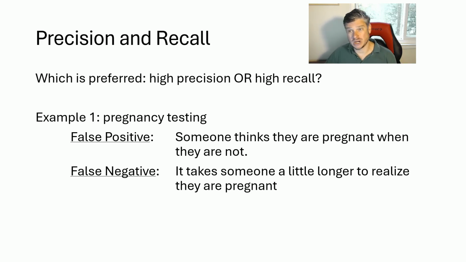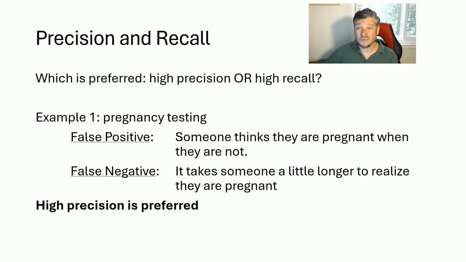And then which type of error is better? Hopefully we see here that high precision is going to be preferred. We would rather not have any false positives and give people false hope, as opposed to, all right, it takes someone a little bit longer, right? In this case, having a false positive is worse than a false negative, so high precision would be preferred.